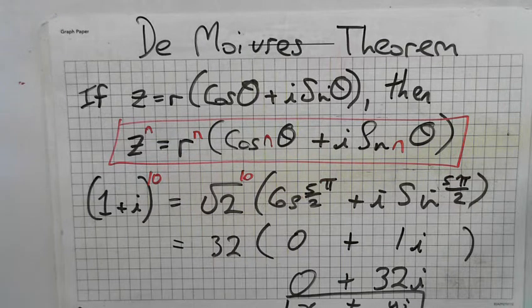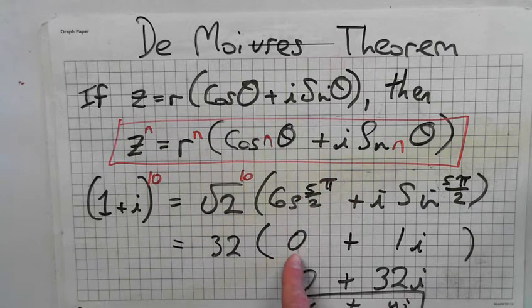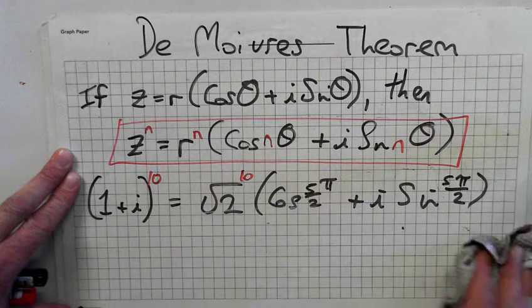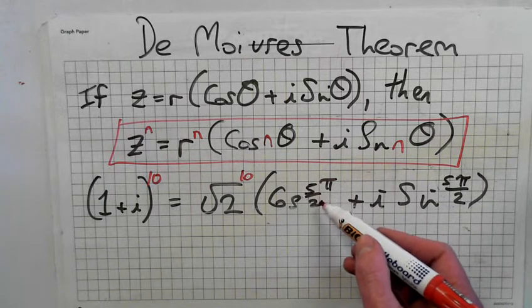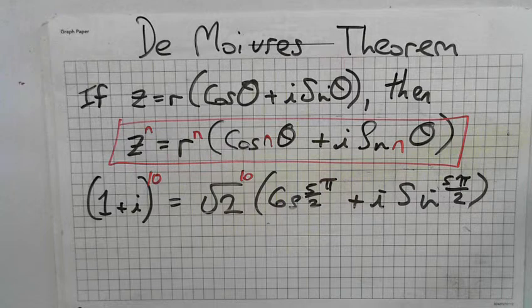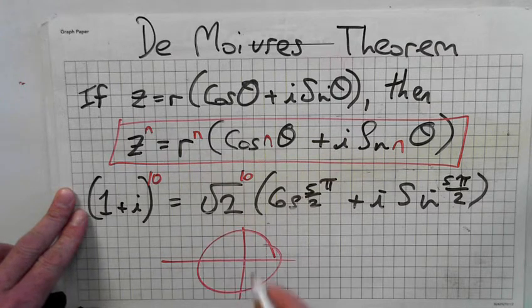Is that okay? See here, the cos of 5 over 2 pi is equal to 0. How do you know that? How do I know that off the top of my head? 5 divided by 2 is 2.5 pi, isn't it? Remember the unit circle that we drew?